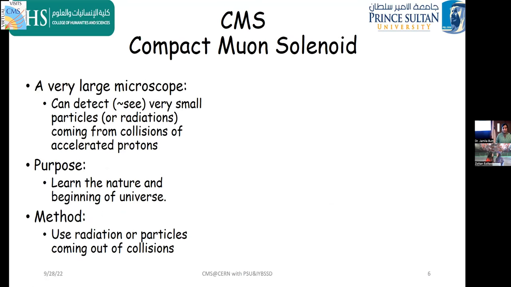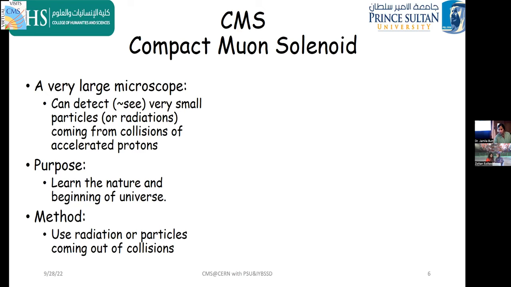CMS stands for Compact Muon Solenoid. You can think of it like a very large microscope. Why microscope? Because it looks at very small things. In a scientific way, we can say it detects small radiations or particles coming out of the collision. The purpose of looking at this radiation is to learn the nature and beginning of the universe. And of course, they do it by looking at the radiation.